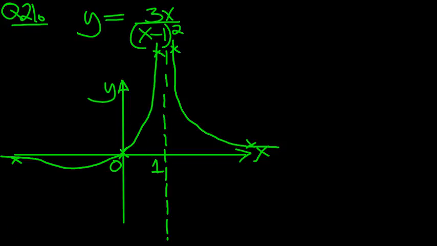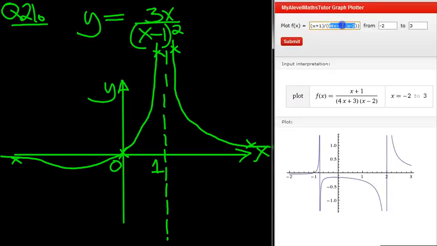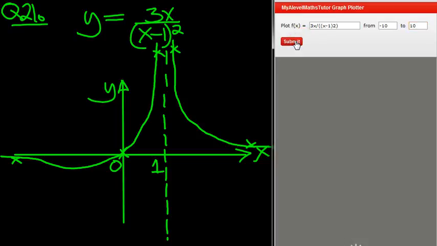Let's have a look at the plotter. Let's just tap that in here. So we've got 3x on top, divided by bracket, and then another bracket, because I'll put it all in a bracket, x minus 1, close that bracket, times the 2, and then close the other bracket. And then we want to do that from, say, minus 10 to 10. Let's just do that. Minus 10 to, say, 10 will do. And let's see what the plotter comes out like.